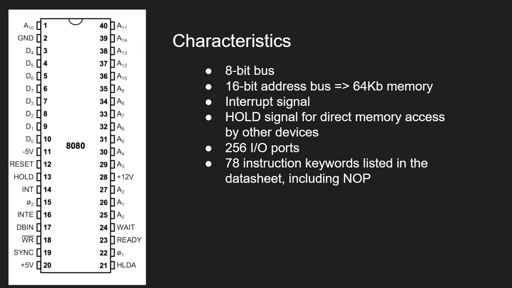So this is how the 8080 package looks like. As I already mentioned, it has this 8-bit data bus. We see here the D0 through D7 pins. It has a 16-bit address bus, which is separated from the data bus. We see here the pins from A0 to A15. And having this 16-bit address bus means it can access 64 kilobytes of memory.